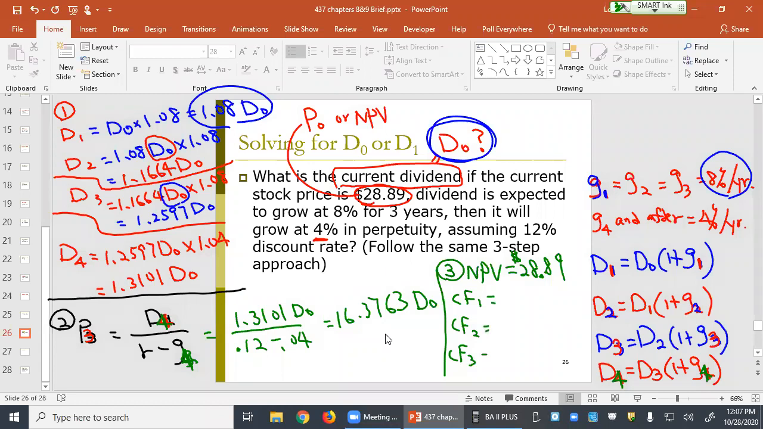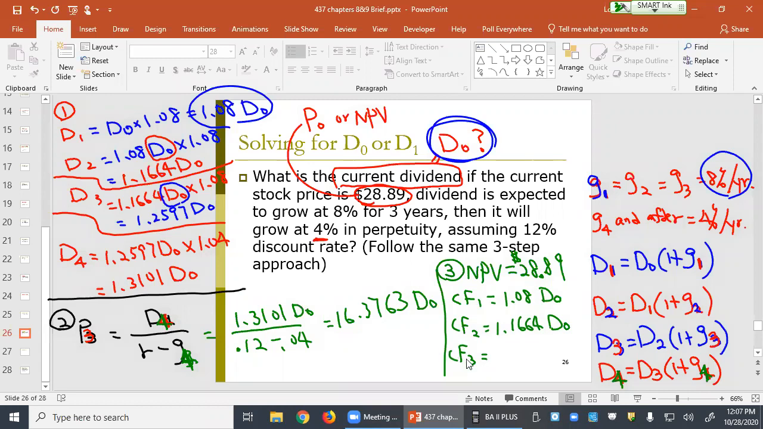Okay. So what is your cash flow 1? Your cash flow 1 is just your D1. And what is the D1? 1.08. We know that the D0 is still here, but we will temporarily assume that it's not there. What is our cash flow 2, which is our D2? It is 1.1664 times D0.